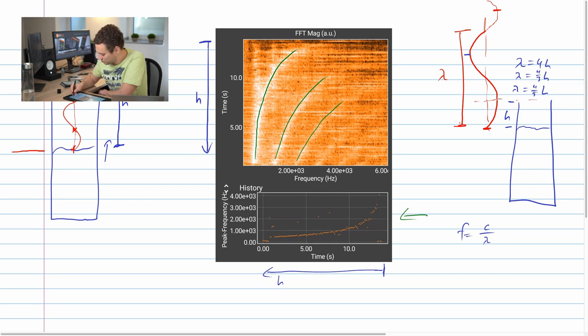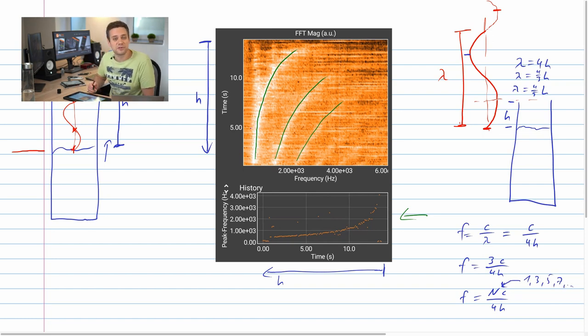And if we put our condition for the height of the column in here, we see that this would mean that we have C divided by 4 times the height of the air column, or we would have the frequency being 3 times C divided by 4 times the height of the air column, and so on. And in general, the frequencies that we see are N times C divided by 4 times the height of the air column, with N being any odd number, so 1, 3, 5, 7, and so on. And these frequencies are the frequencies we see in our measurement.